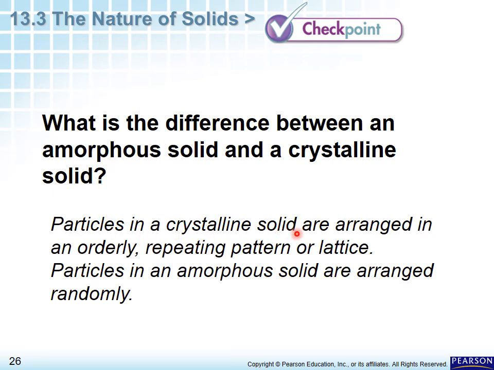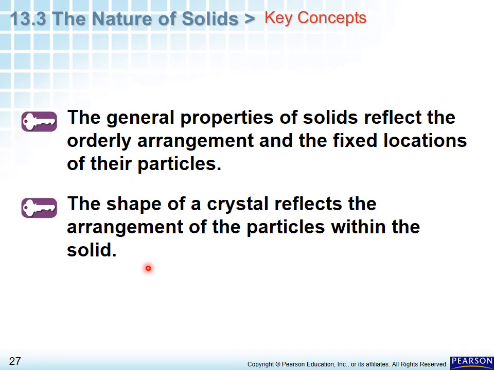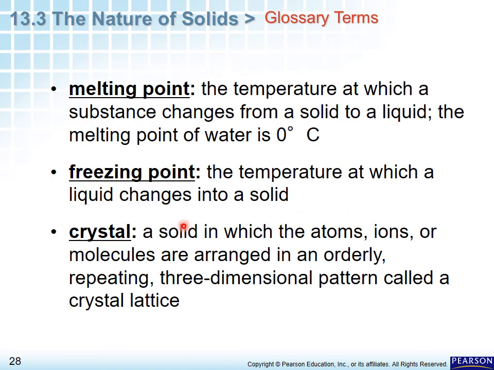Particles in a crystalline solid are arranged in an orderly repeating pattern or lattice. Particles in an amorphous solid are arranged randomly. So in crystalline, arranged properly, and in amorphous, randomly. The general properties of solids reflect the orderly arrangement and fixed location of their particles. The shape of a crystal reflects the arrangement of the particles within the solid. So let's revise all the lesson.